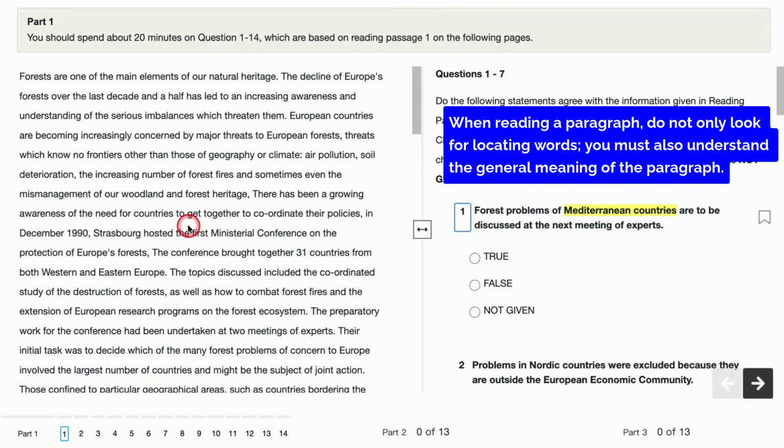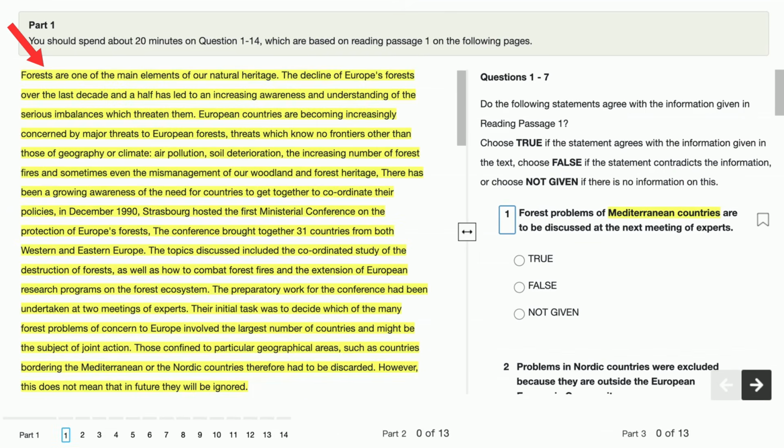Now, I will play the audio. You try to find if this paragraph mentions Mediterranean countries, and at the same time try to understand the rough meaning of this paragraph, okay?